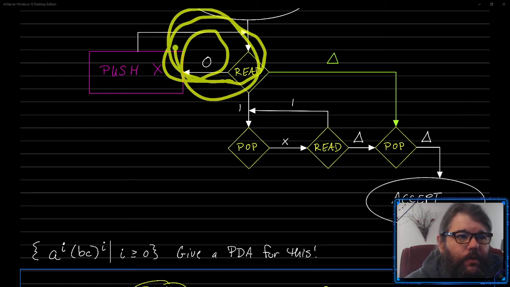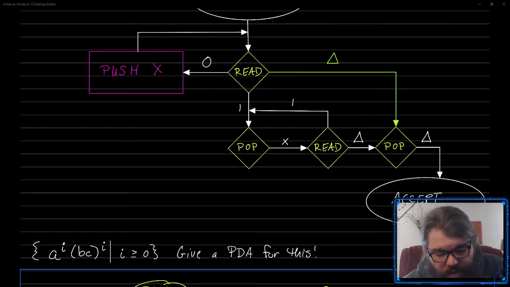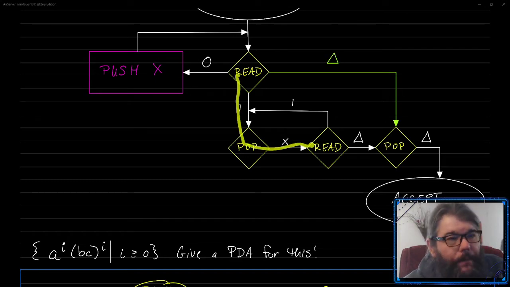Every time I see a 0, I push an X. What I'm doing is building up a stack, and I'm saving the fact that I've seen a 0. I'm remembering it, and I can remember that for as many zeros as show up. As soon as I see a 1, I'm going to pop, and as long as I popped an X off the top of the stack, I'll come over here to this read.